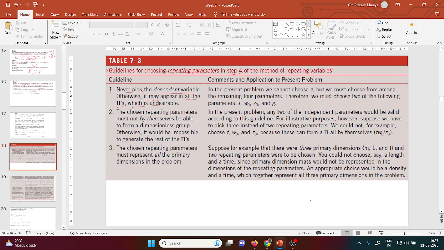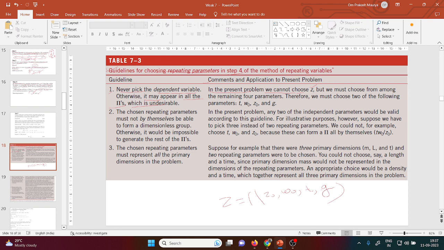Now the comments and the application to the present problem. In the present problem, we cannot choose z. Why not? Z, the final height, is a function of the initial z, the initial velocity, the time, and g. Yes, g was there.